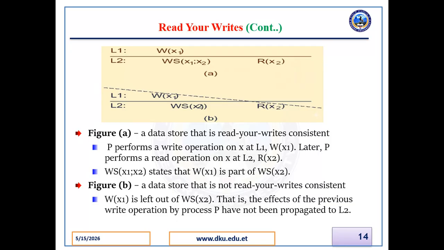So figure B, or image B, is wrong, or it's not correct. A data store that does not achieve read-your-writes consistency here is one where the write of X1 is left out of the write set of X2. That is not propagated. That means that it is not the effect of the previous write operation, while the process B writes have not been propagated to the local copy of 2. Why it is not correct.